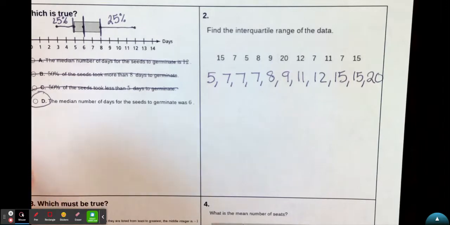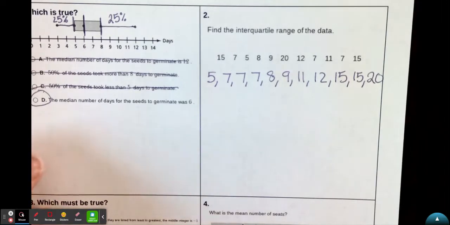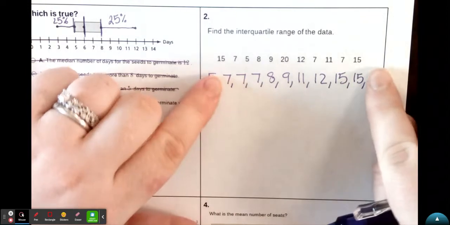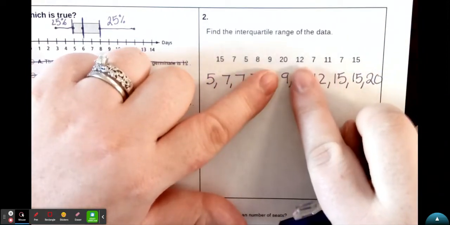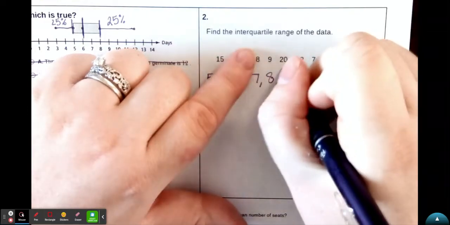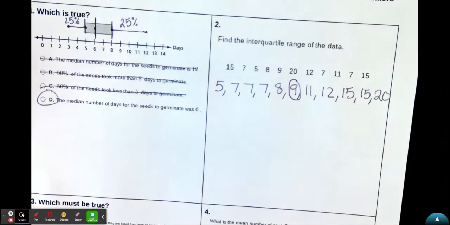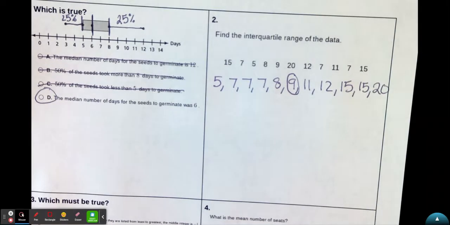All right, what's my next step? Evan? You put your fingers down to the middle. Yeah, we need to find the middle number, which is called the what? Median. Median, right? So we're going to find the median. Oh, look, I only have 1. What is it? 9. So I'm going to circle that, and when I circle that, that now separates my data into an upper half and a lower half.